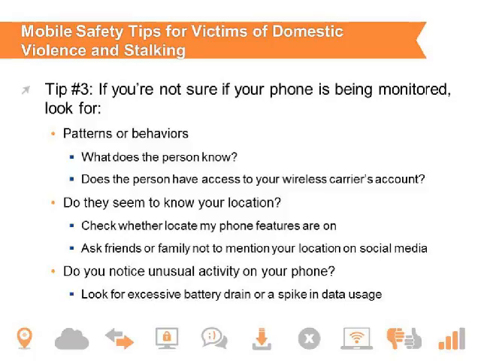Another thing to look for is whether there is unusual activity on the victim's phone. Again, excessive battery drain or a spike in data usage can be signs that your phone is being monitored. You can also think about whether the perpetrator knows where you are when you're not on the phone, because maybe they installed GPS in the car. And if you can figure out or narrow down how they're tracking you, that can help you develop a safety plan to know whether the victim is being tracked on their cell phone or through their car or otherwise.